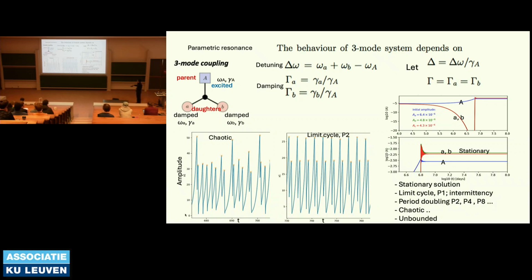It can be chaotic. This is the mode amplitude, or one of the modes. It can be in limit cycles, depending on essentially two parameters. One is the detuning, like how far away this is from the perfect resonance. And the second is the damping rate ratio, which is essentially the damping rate of the daughter divided by the damping rate of the parent. So we can have different types of mode behavior. We can even have chaotic or unbounded, or period doubling all the way to chaos.